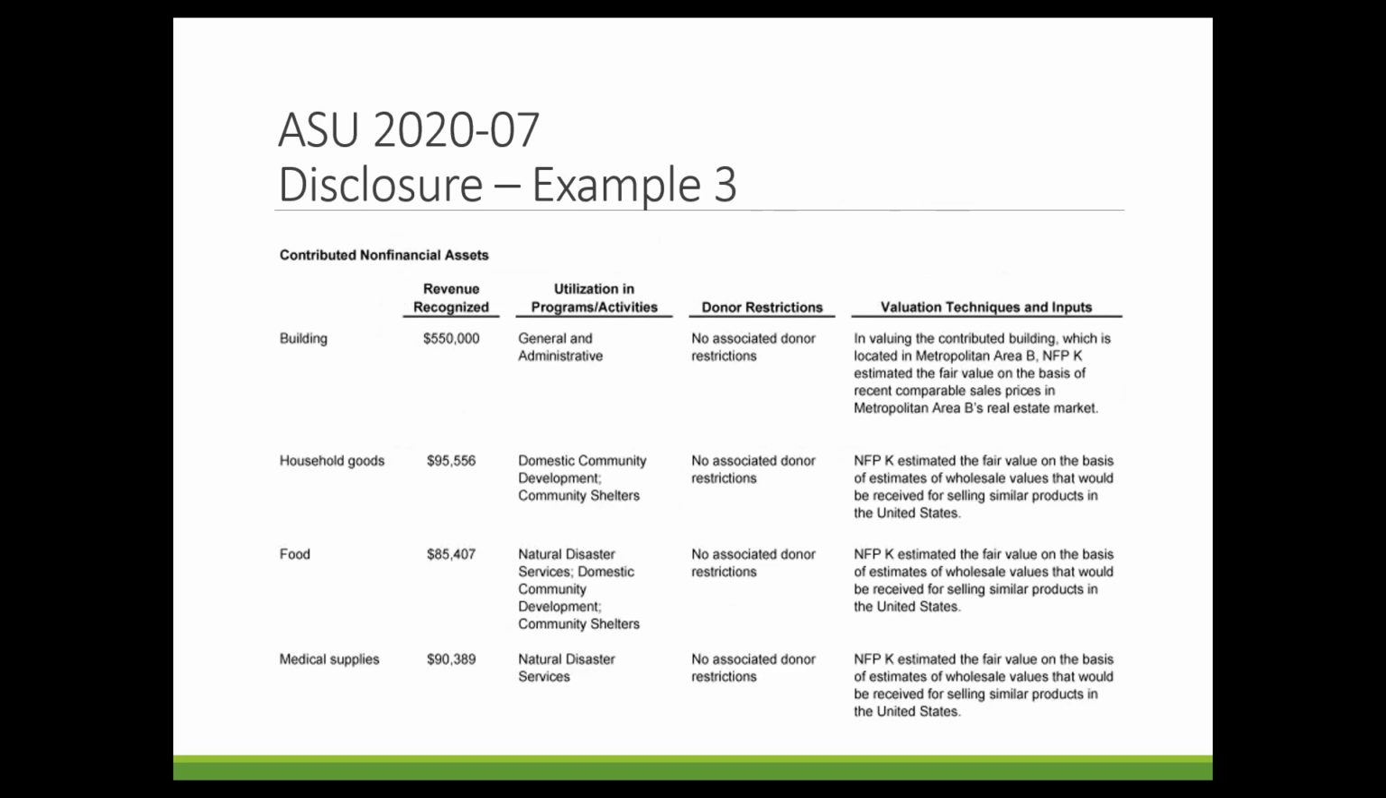And if you want to just go full table, this is a great example of how to do that. It's very clear in this example how much revenue each category got, what programs it was used in, what the donor restrictions are, and then how you actually got those valuation numbers.